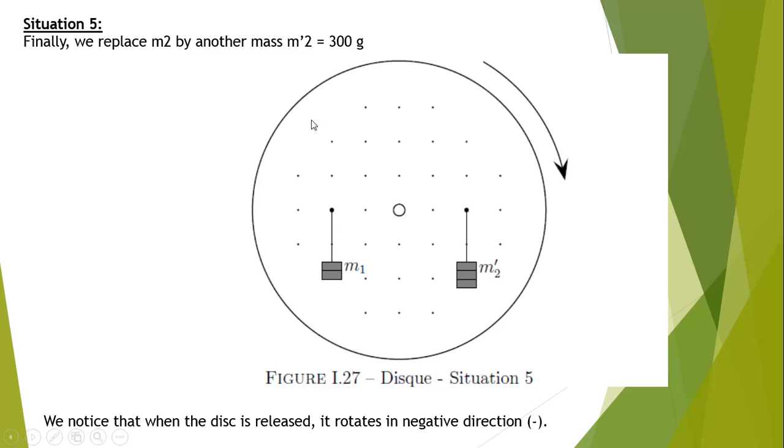Since when we replace M2 by M prime 2, we increase the magnitude of the force. In situations 1, 2, 3, and 4, we act on the distance. But in situation 5, we act on the magnitude of the force. And we find that in both cases, the variation in distance or in magnitude can make a change in the rotational state of the disk.